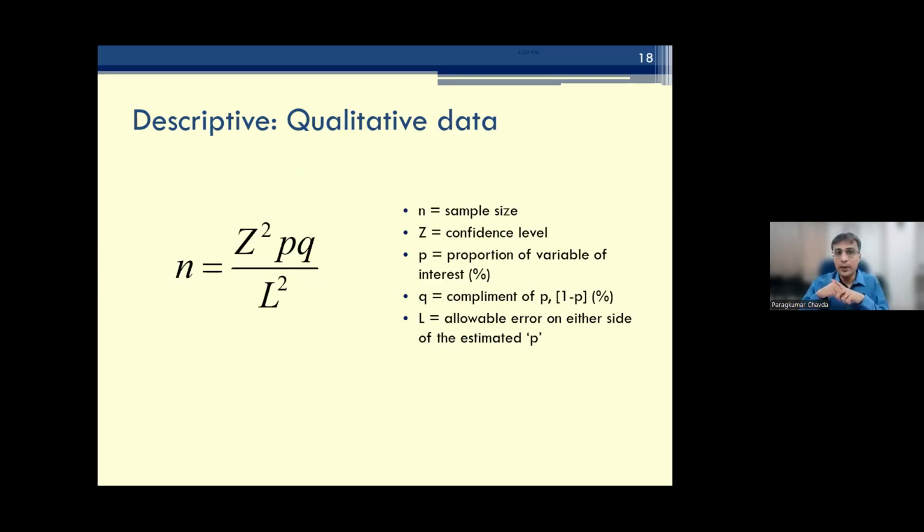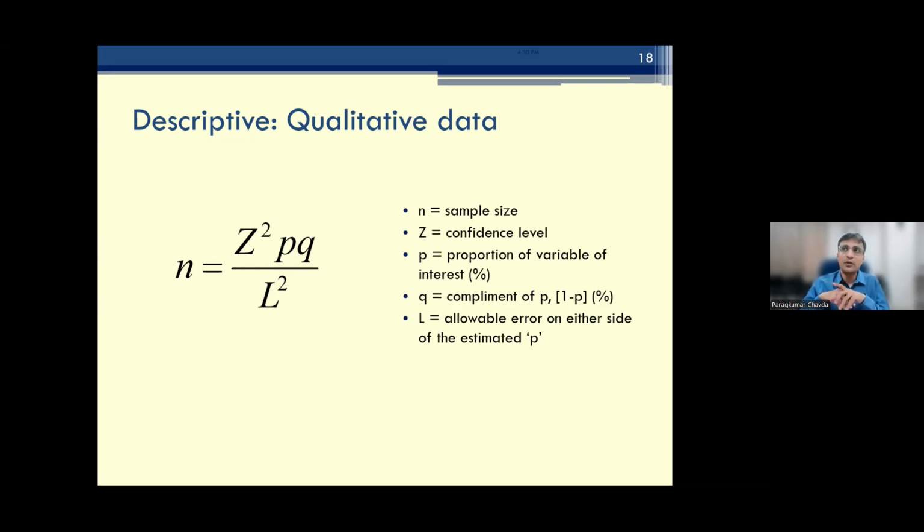So when in a descriptive study my outcome variable is qualitative, expressed in proportion, this is the formula: Z square PQ upon L square, where Z is the confidence level. We'll take an example on the next slide and understand this better. P and Q are complement to each other. So P is the proportion of variable of interest.